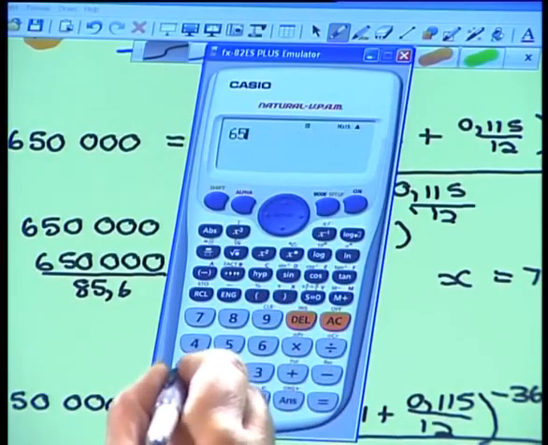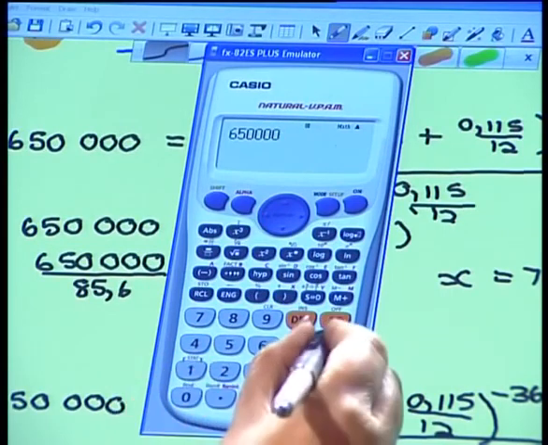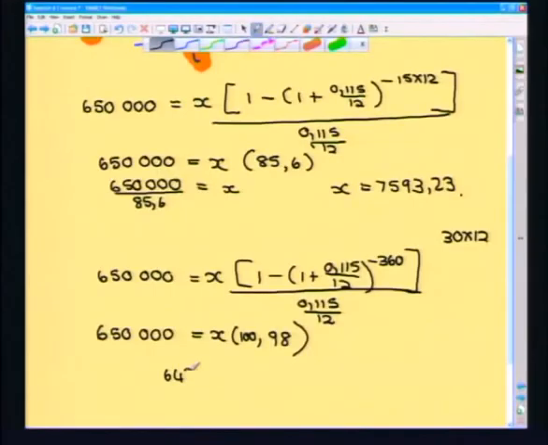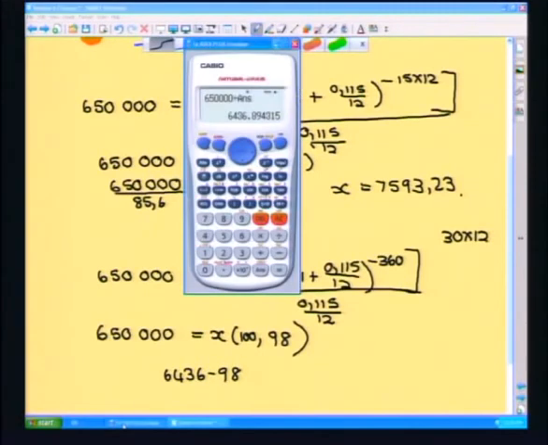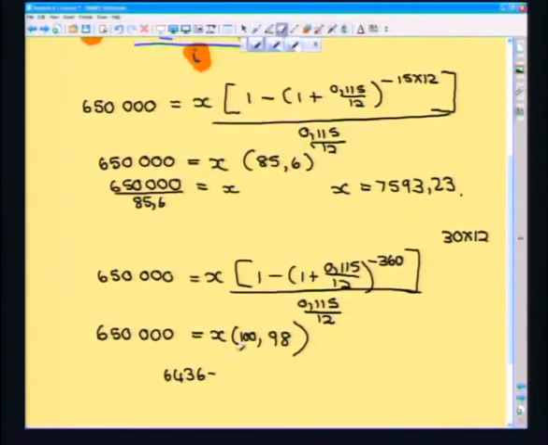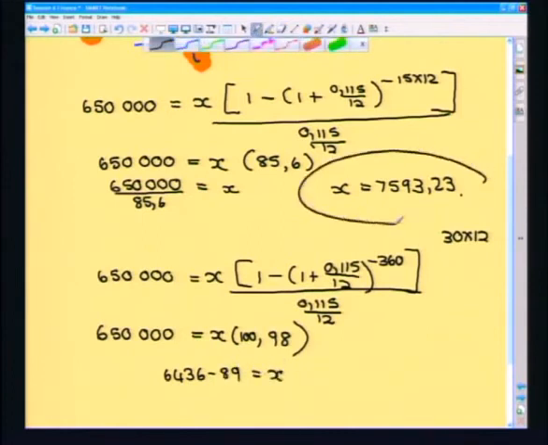So we're going to take 650,000, divide by the answer, equals, and we find that he's only paying 6,436. 6,436, and I think 98, but I'll just check that again. No, it's 89. Okay. So now, if you look at this amount versus this amount, there is a 1,100 difference. But let's now see what the impact to the actual calculations would be.